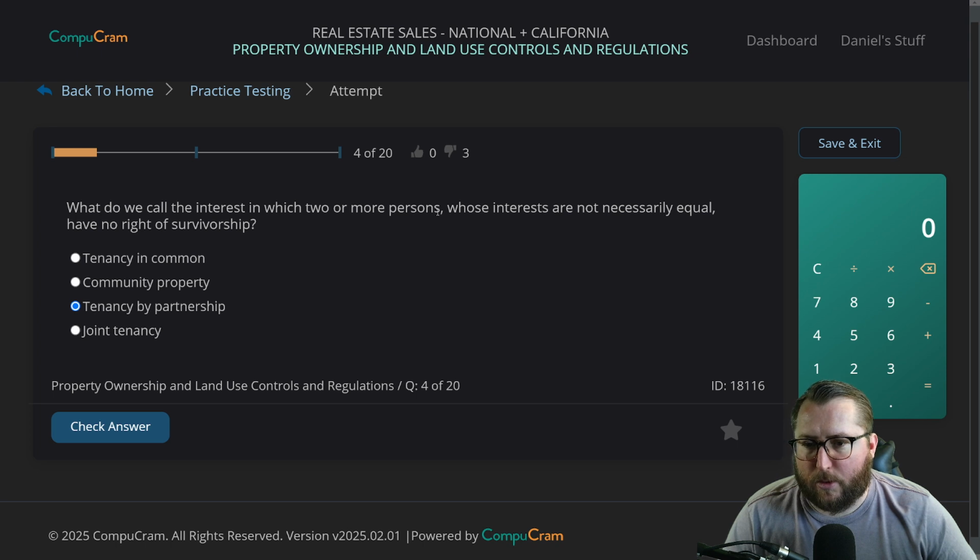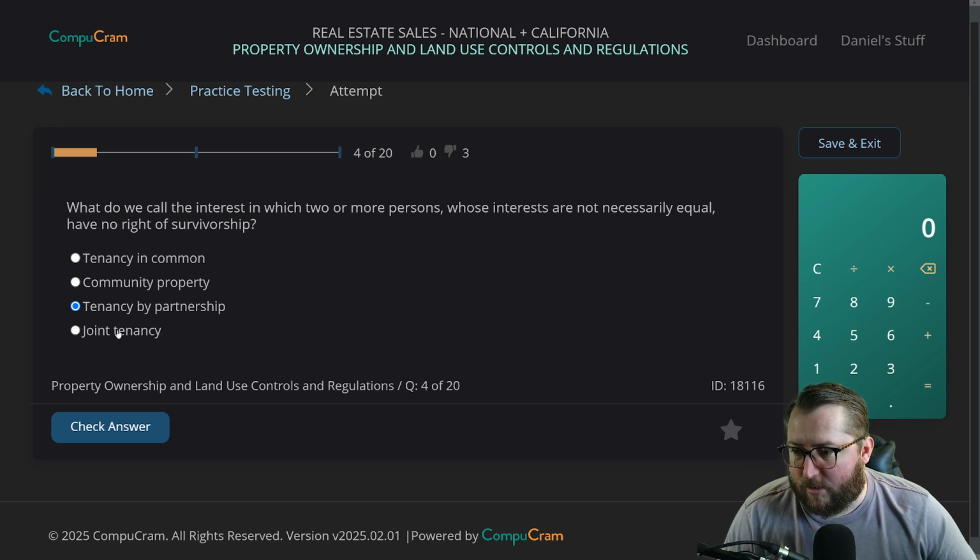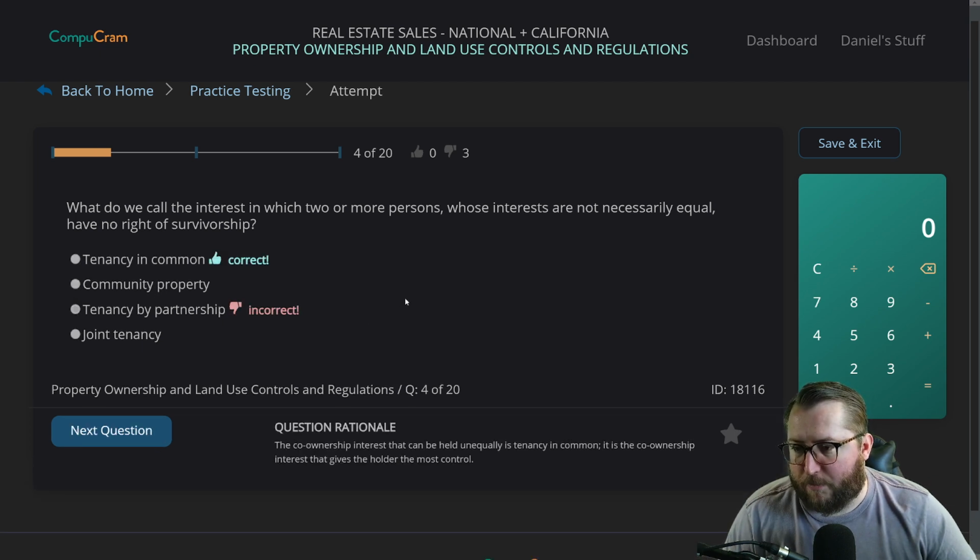Would 2 or more persons not equal? I think tenancy in common and community property are equal, and so is that. Let's try partnership. Nope. All right, 0 for 4. The answer is A, tenancy in common. The co-ownership interest that can be held unequally is tenancy in common. It is the co-ownership interest that gives the holder the most control.